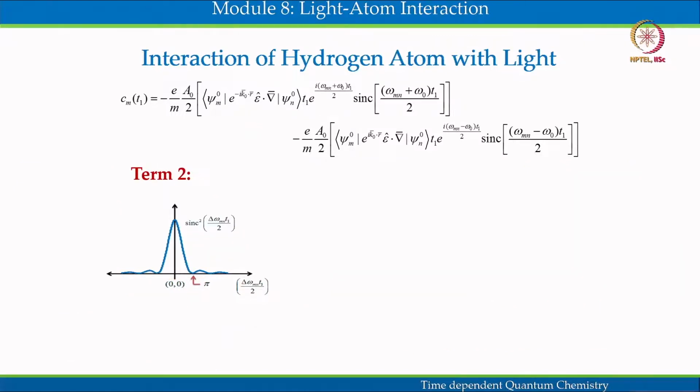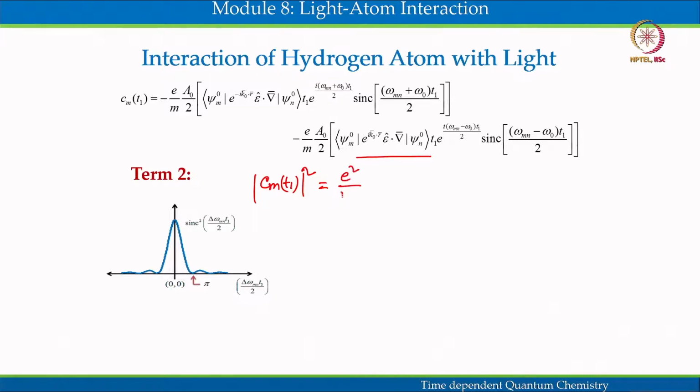The second term is going to be here, and we can again write down C_m T1 population, because the square of the absolute value of this coefficient C_m is related to the population in the final state after the interaction has been turned off.